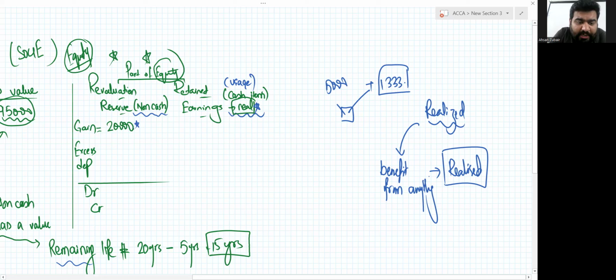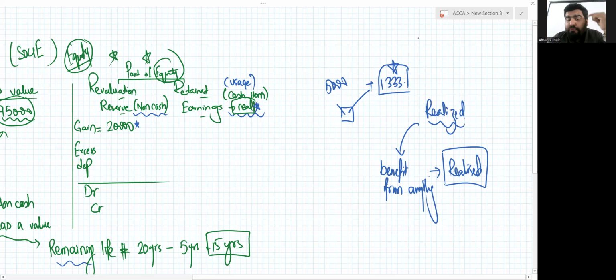So let me tell you, just focus on this 20,000 gain. How much excess depreciation per year does this 20,000 gain have? Due to this 20,000 gain, how much was depreciation increased? 1,333.33. So actually, this 20,000 is a non-cash item. But when you use the asset after the point of revaluation, 1 year after the revaluation, when you do the accounting, you will see that it was a 20,000 asset, and out of that I have used, taken the benefit of 1,333. Is that right?